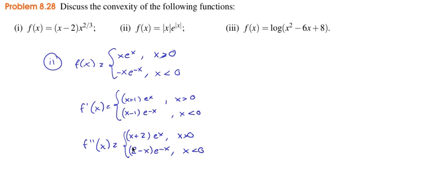Now what happens here? This is always going to be positive. Here, if x is positive, then the second derivative is positive. And here, if x is negative, this could be negative if x was greater than 2, but x is negative, so this is also always positive. So the second derivative is positive, so this function is convex everywhere.